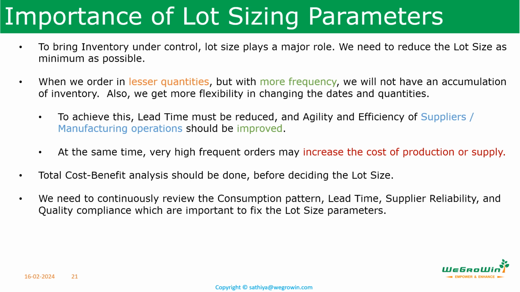To achieve these things, it cannot come easily. We have to reduce the lead time. For this, the agility and efficiency of suppliers and manufacturing operations should be improved. At the same time, if we place very frequent orders, it may increase the order cost, order administration cost, and also the setup cost. So we need to apply the total cost of ownership concept before deciding what kind of lot size we need to use.